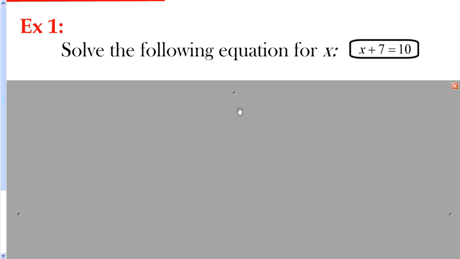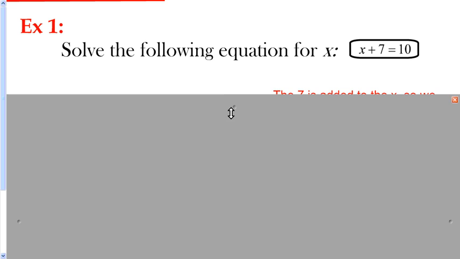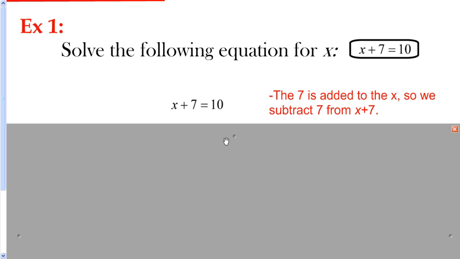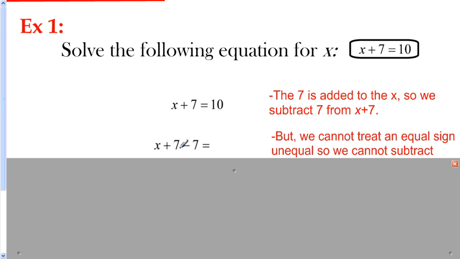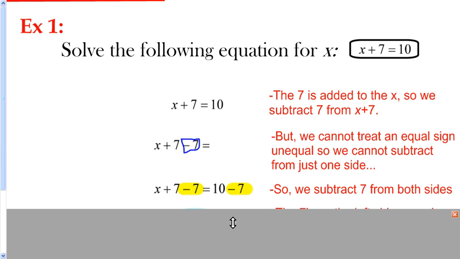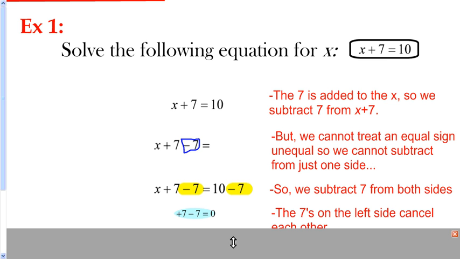So let's solve this equation. x plus 7, or a number plus 7, is equal to 10. If I go down one here, we need to get rid of the 7. The 7 is added to the x, so we need to subtract 7 to get rid of it. But whatever we do on the left side, we have to do to the right side. So if we're going to subtract 7 on one side, we have to subtract 7 on the other side.